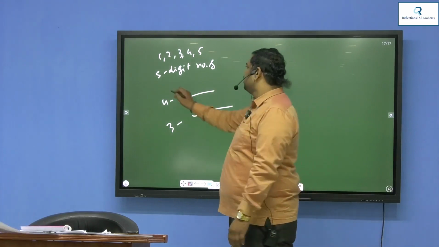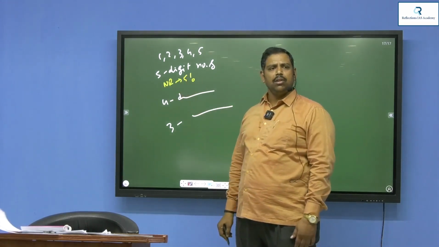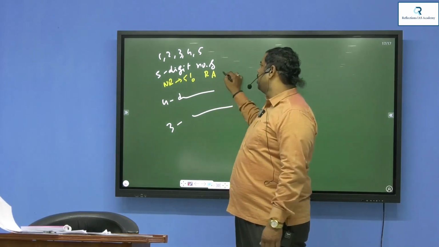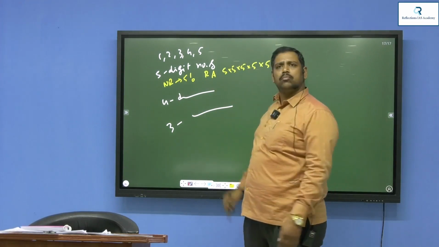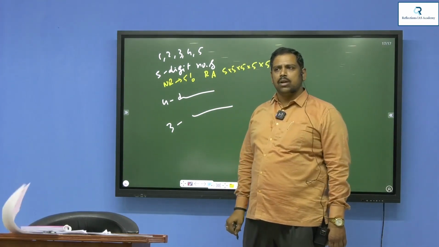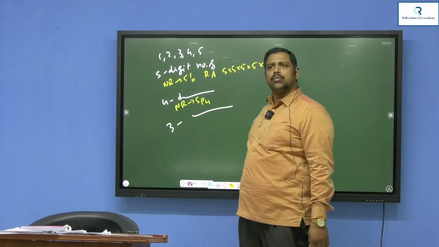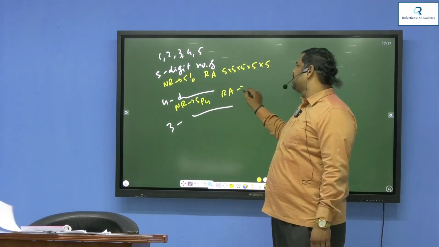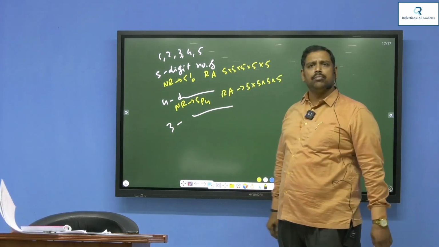Happily, I can say that when there is no repetition, 5 factorial. Yes or no? When there is repetition allowed, 5 into 5 into 5 into 5 into 5. Yes or no? So, 4-digit with no repetition, happily 5P4. Yes or no? Repetition allowed means first place can be occupied by 5, second one 5, third one 5, fourth one 5. Yes or no?